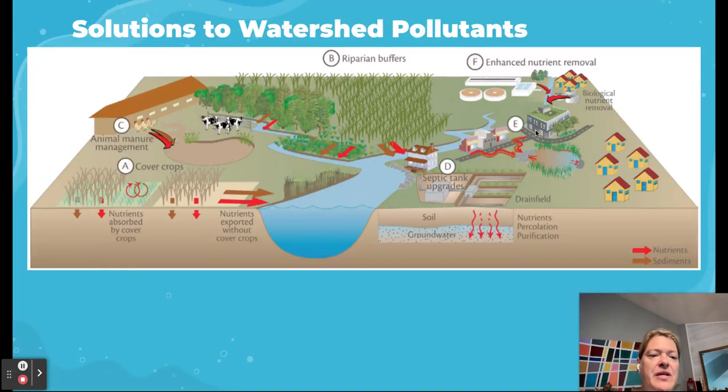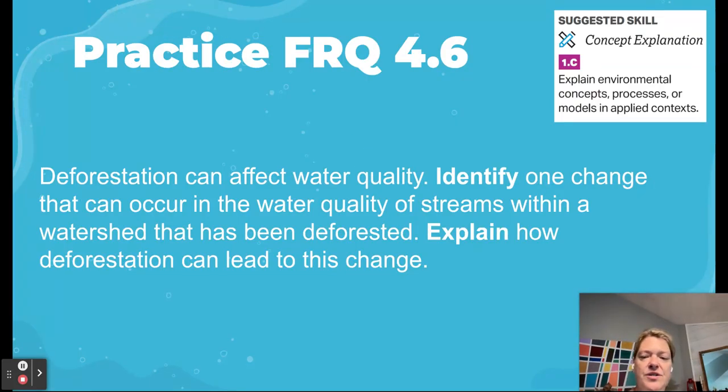All right, other things that we can do are create septic tanks that have better drain fields. This is a way that folks in rural areas treat the sewage from their house in a more sustainable way so that it's not running into the groundwater. That causes issues. And we can also have enhanced nutrient removal at sewage treatment plants, removing some of those nutrients and using them in a more productive way instead of just dumping those nitrates and phosphates back into the waterway. So those are all solutions for watersheds.